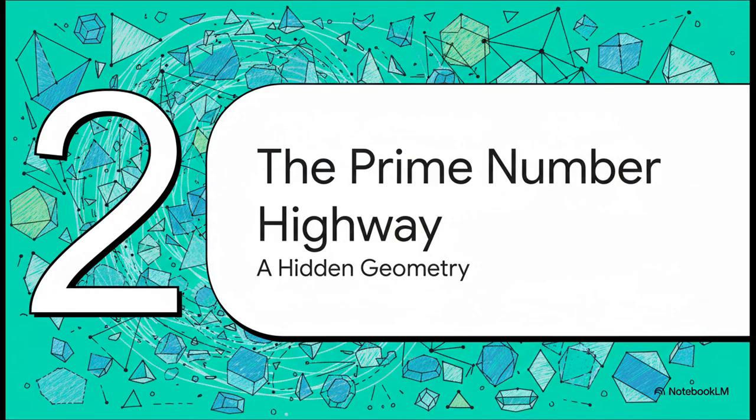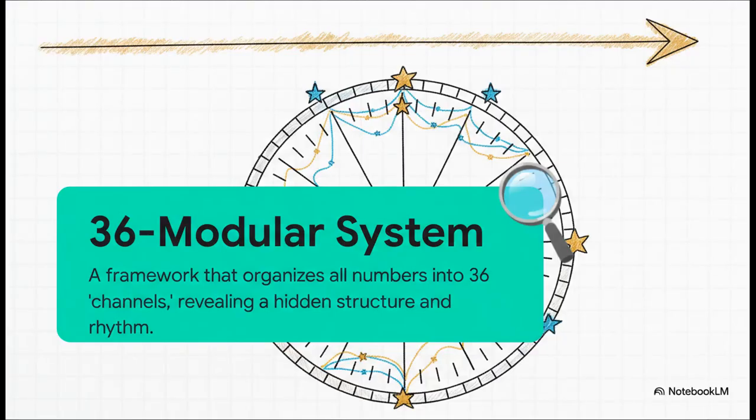Okay, so 65,537 is our anchor. Got it. But how in the world does it connect to everything else? To get that, we've got to zoom way out and look at the huge system it's a part of. Just imagine for a second that we could create a geometric map, like a highway system, for all the numbers that exist. And that's the core idea of what's called the 36 modular system.